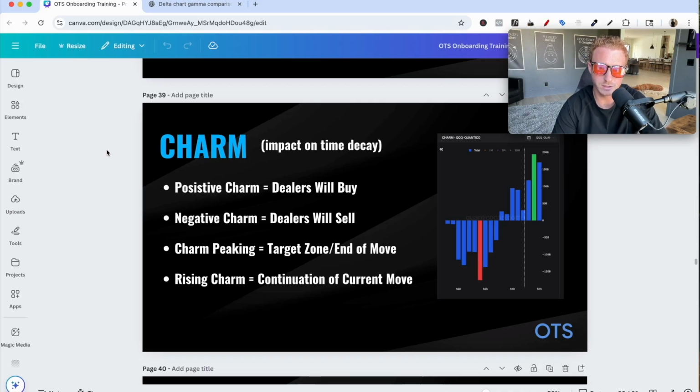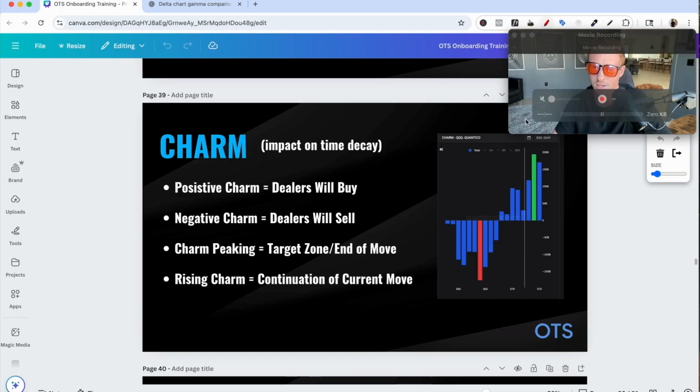Charm is very important. This is the fuel of the market. So you kind of have to think of this as like the fuel, how much fuel there is, how fast price is going to go up or down. So positive charm means dealers are buying, essentially. Negative charm is dealers will sell. Charm peaking is the target zone, the end of the move. And rising charm equals continuation of the current move.